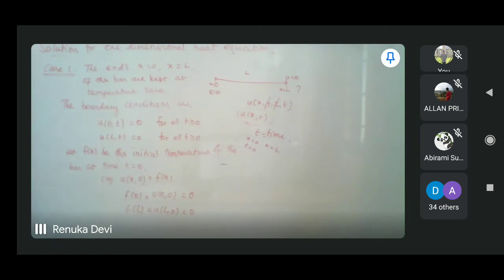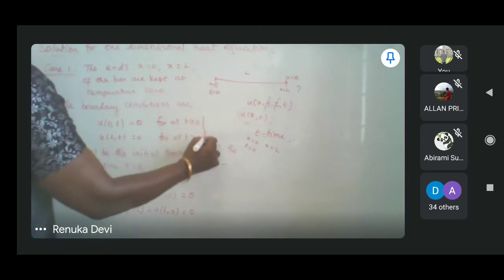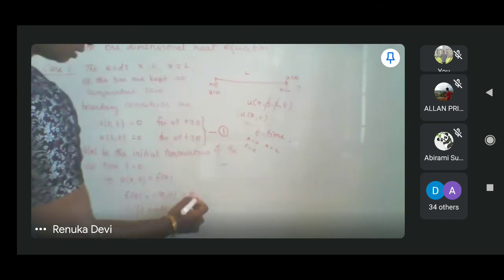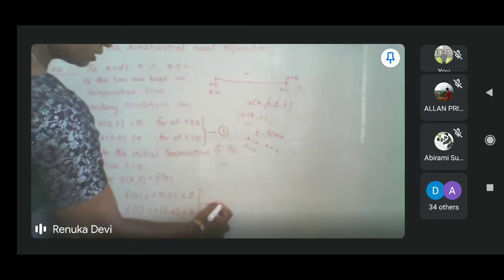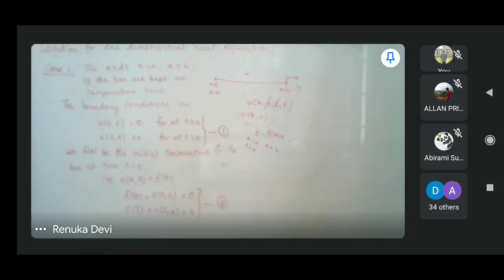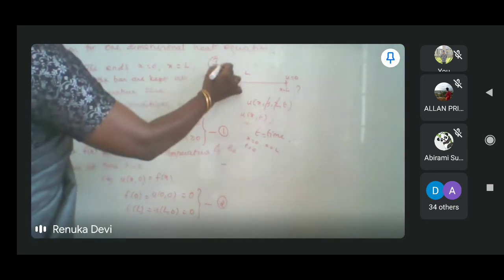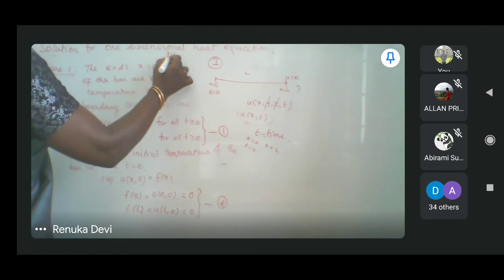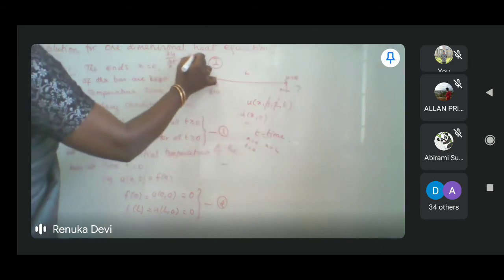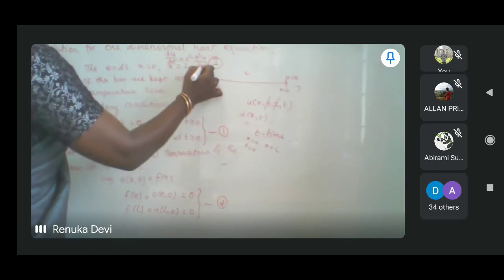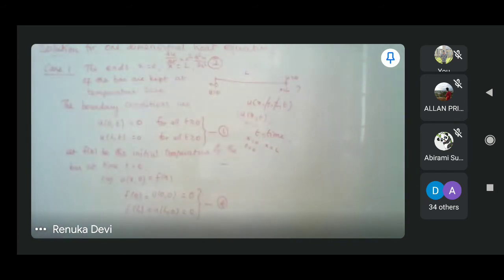So I take this as equation 1 and this expression as equation 2, and one more, that is our one dimensional heat equation. I take it as a Roman letter 1. That is, the one dimensional heat equation is dou u by dou t equal to c square into dou square u by dou x square. This is equation Roman letter 1.